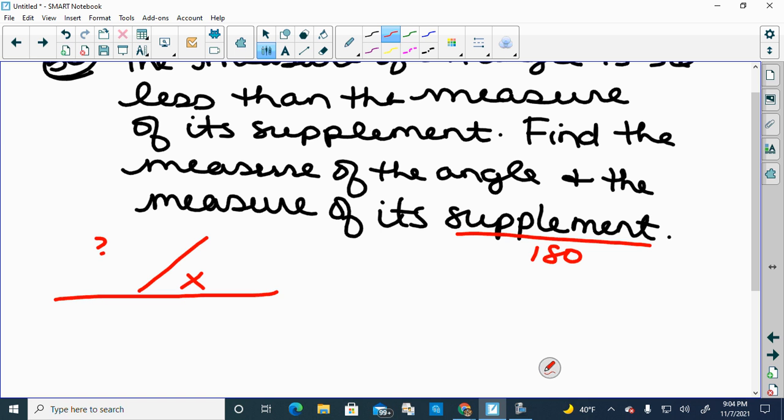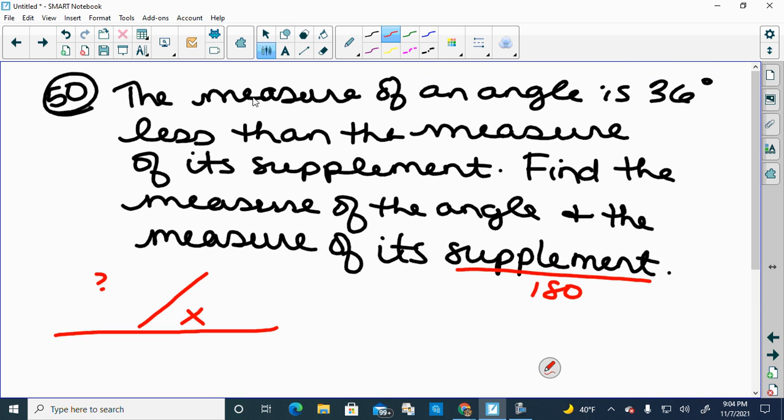So whatever they have written as a description in the sentence is what you're writing for the other one. Okay, so if I scan back up here to the first sentence, it says the measure of an angle is 36 less than the measure of its supplement. Okay, so I should probably have this flipped. X should probably be over here and the other one should be over here.